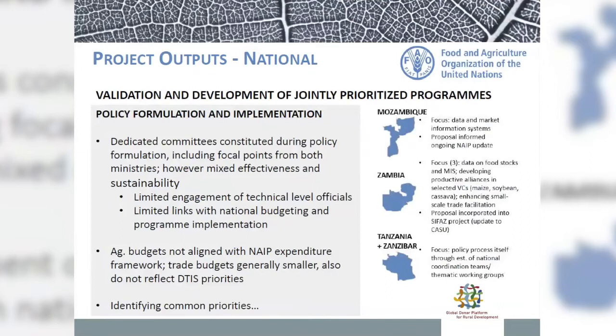of priorities, typically input subsidies or market price support mechanisms, public stockholding, and so on, and really very limited resources for the trade-related priorities that are in the NIAP, including value addition, commercialization, and so on. On the other hand, trade budgets tend to be smaller in general, if we can make that generalization. They tend to be supported largely by donor resources. But they also do not reflect the priorities, we're using DTIS as an example, that are identified in the DTIS; many don't necessarily make it to the trade projects that are actually implemented on the ground.